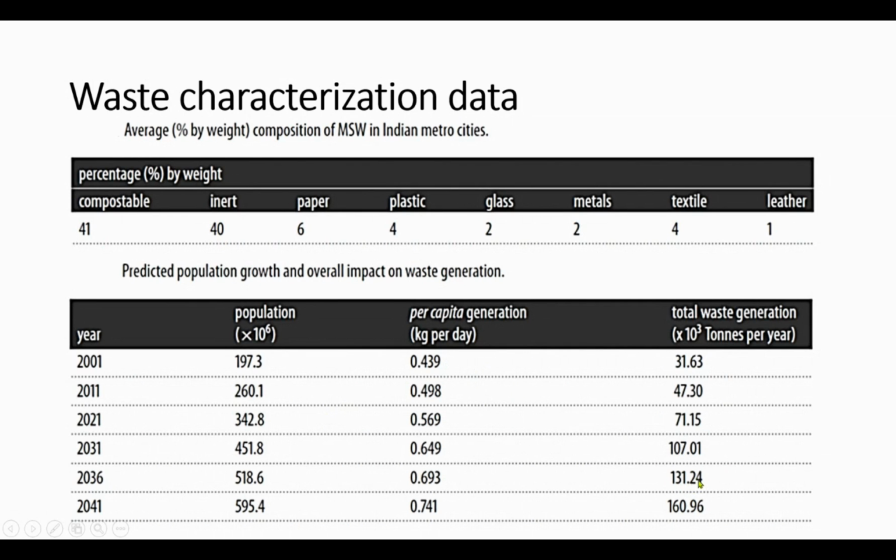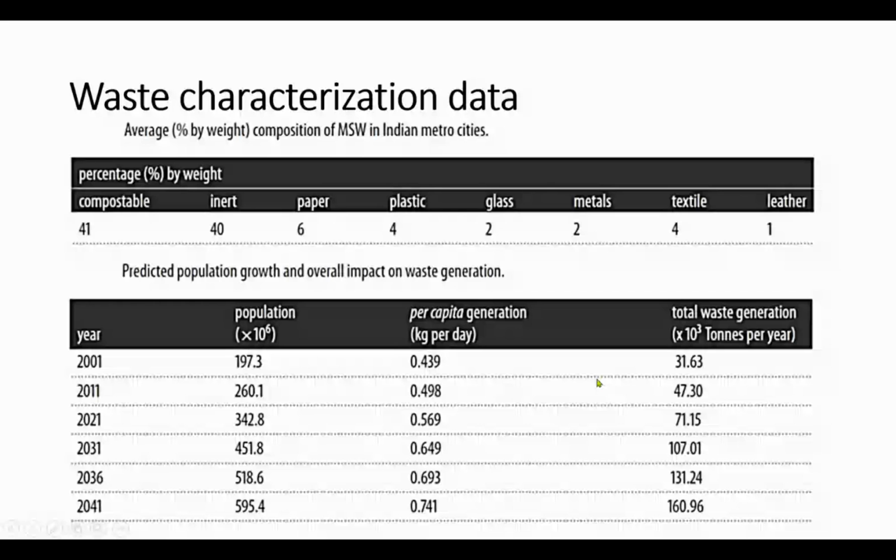Just to see the decades series. In 2001, that was 30. But in 2036, it was 131.24. So we can see the terrible future days in terms of environment and so many serious global warming problems. Year 2041, this is the predicted data, right? We predict based on the existing data.